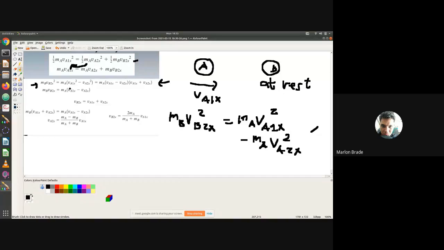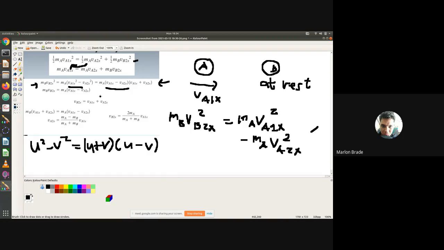So, what remains is VA1x squared minus VA2x squared. And remember that if we have U squared minus V squared, that is just equal to U plus V multiplied by U minus V. Okay? So, what happened to VA1x squared minus VA2x squared, we expand it and it becomes VA1x minus VA2x times VA1x plus VA2x.